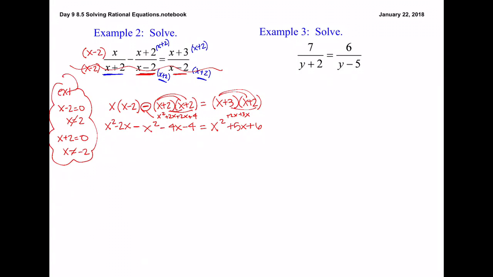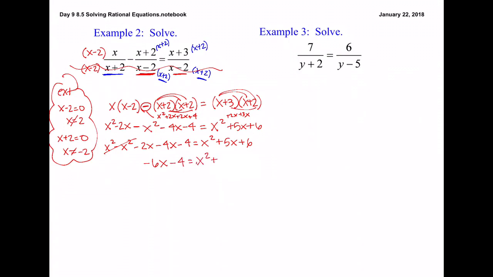We now need to combine all of our like terms. So x squared minus x squared, if you want to write them in order so you can easily combine the things that are alike, that is sometimes helpful. x squared minus x squared is no more x squared. It's negative 6x minus 4.